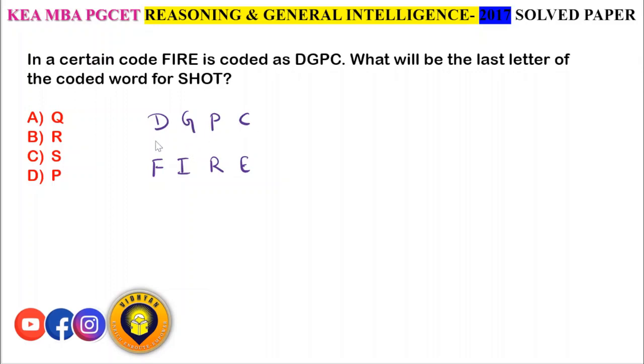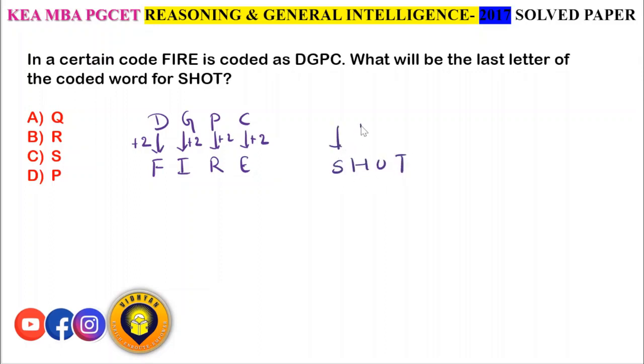DGPC. Now if you see, from D to F, if you want to come, EF, that means plus 2 you have to do. G to I, again plus 2, HI. P to R, again plus 2, QR. C to E, DE, again plus 2. Correct? So what will be the coded word for short?